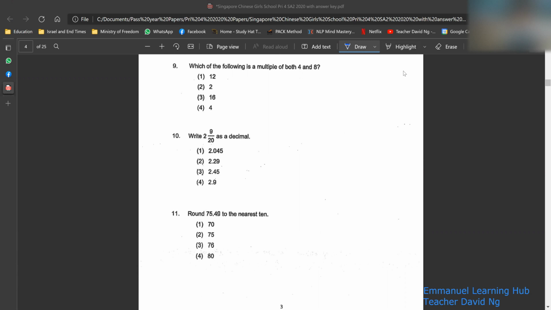Okay, question 10, I have to go through with you. I have to mark an asterisk. Okay, question 10: write 2 and 9/20 as a decimal. So how to go about doing that? What's the strategy? What do you think is the strategy?